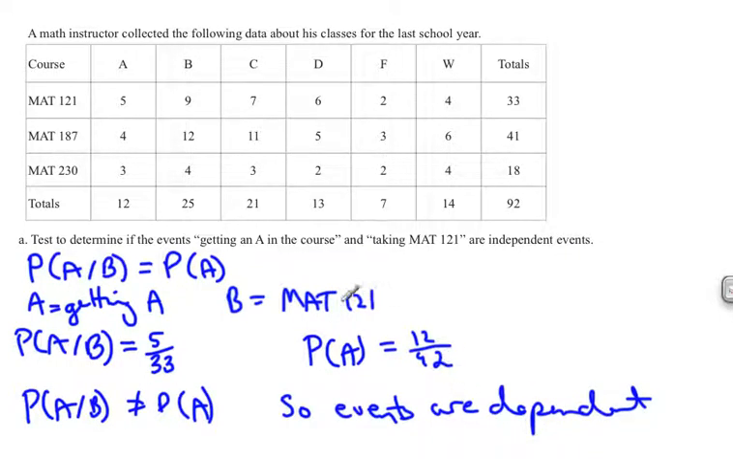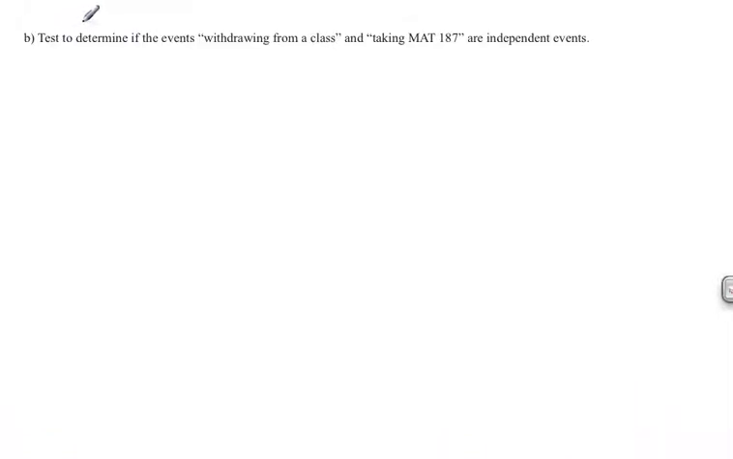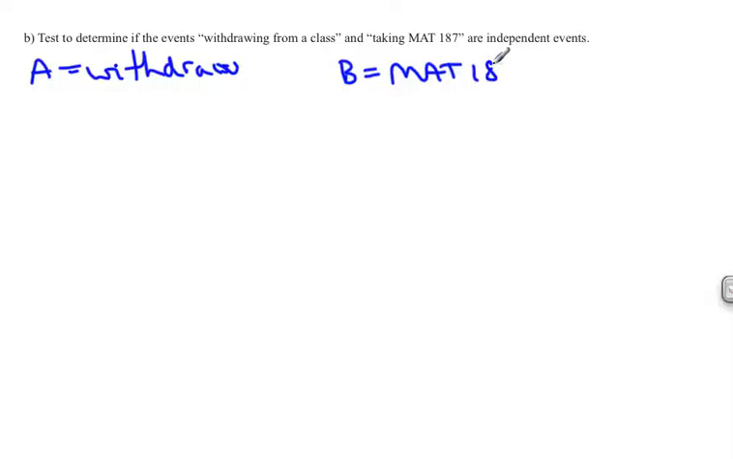All right. Let's do a second example of this. This time we're going to find out if the events withdrawing from a class and taking Math 187 are independent. Again, it doesn't matter which one's A and which one's B, so let's let A be withdraw, and let's let B be taking Math 187. So we're going to look at the probability of A given B.